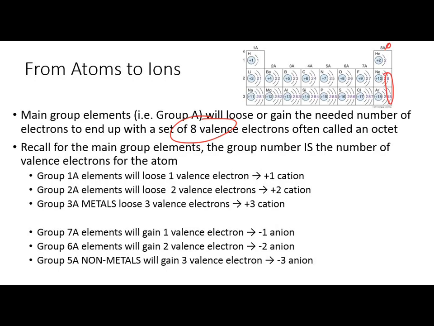Moving on to the halogens, they only have 7, so they'll pick up 1 electron. If they pick up 1 electron, now they have one extra negative charge compared to their positively charged nucleus, and so they run around with a -1 charge. These guys, 6A, pick up 2 electrons to get a set of 8, and now they are -2 charge. And then I'm going to stop with 5A, the 5 valence electrons. If I want to go from 5 to 8, I need to pick up 3 electrons, and in doing so, now I am an anion with a -3 charge.